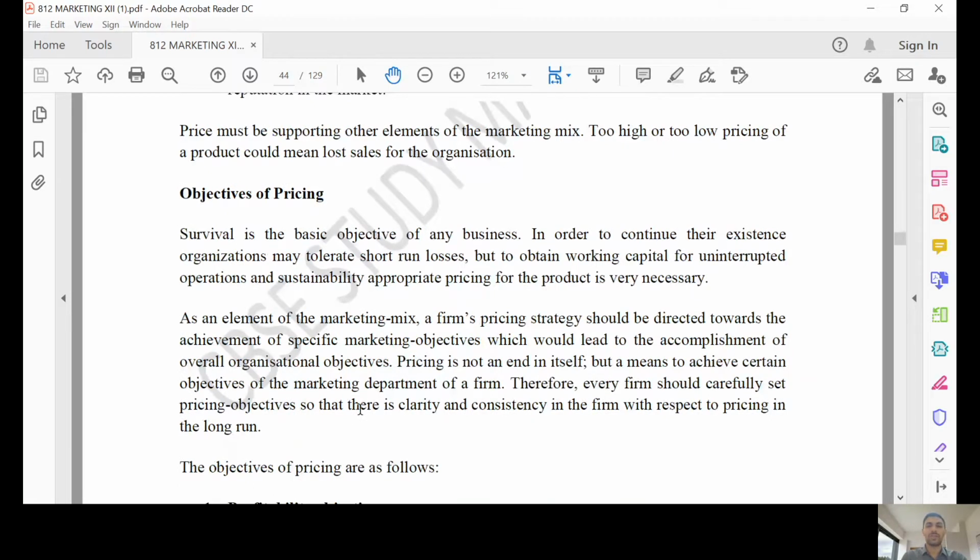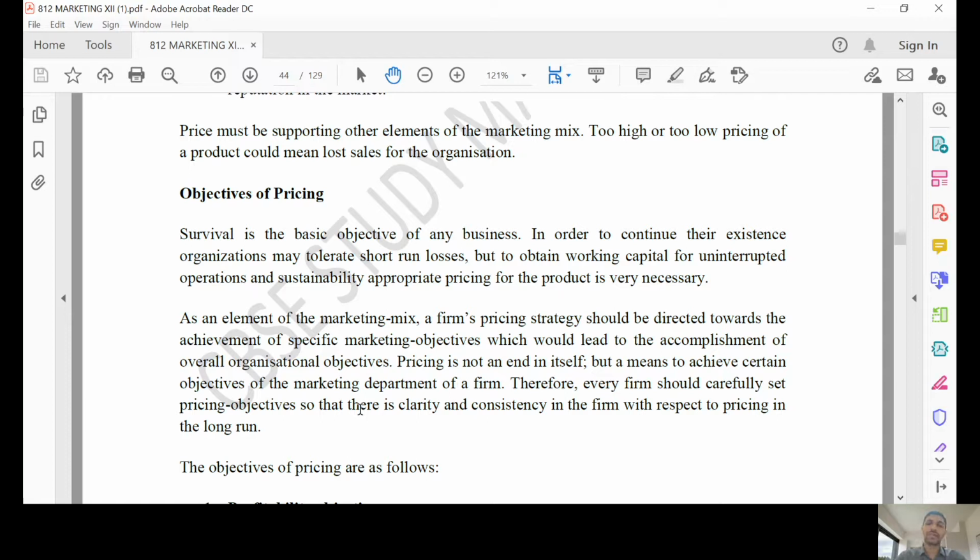Survival is the basic objective of any business. In order to continue their existence, organizations may tolerate short-run losses, but to obtain working capital for uninterrupted operation and sustainability, appropriate pricing for the product is very necessary. So what is the basic objective of pricing? Survival is the objective of every business.